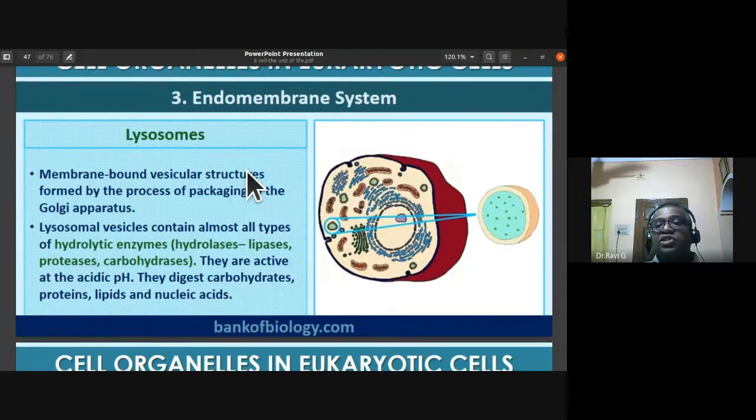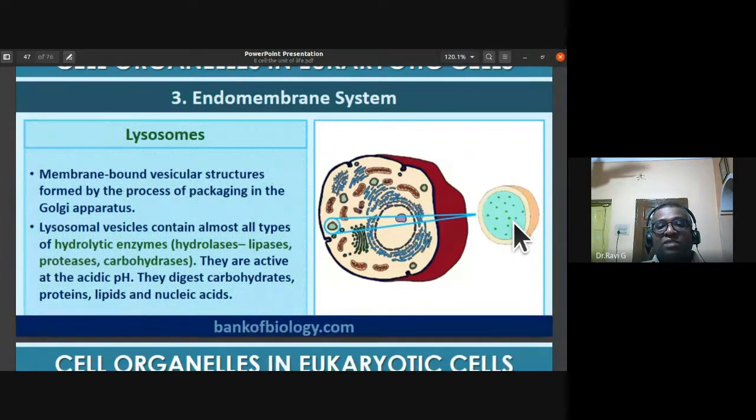Lysosomes bring about the destruction of the cell. Whenever the lysis of the cell has to happen, it is brought about by lysosomes. Lysosomes are commonly called the suicide bags of the cell. See these points, they have not given it here, but you should be aware of it. So what are lysosomes? They are membrane bound vesicular structures formed by the process of packaging in the Golgi apparatus.